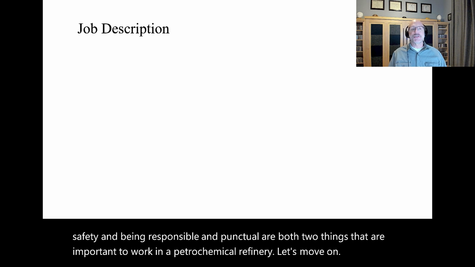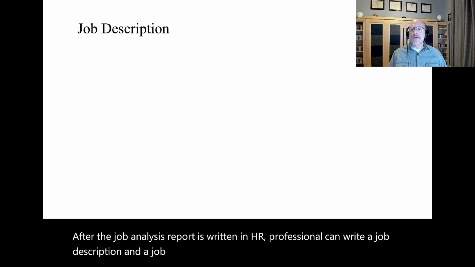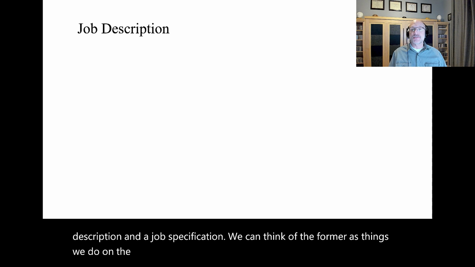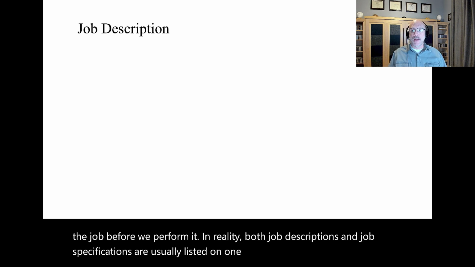After the job analysis report is written, an HR professional can write a job description and a job specification. We can think of the former as things we do on the job, and we can think of the latter as things we must bring to the job before we perform it. In reality, both job descriptions and job specifications are usually listed on one document most of the time.